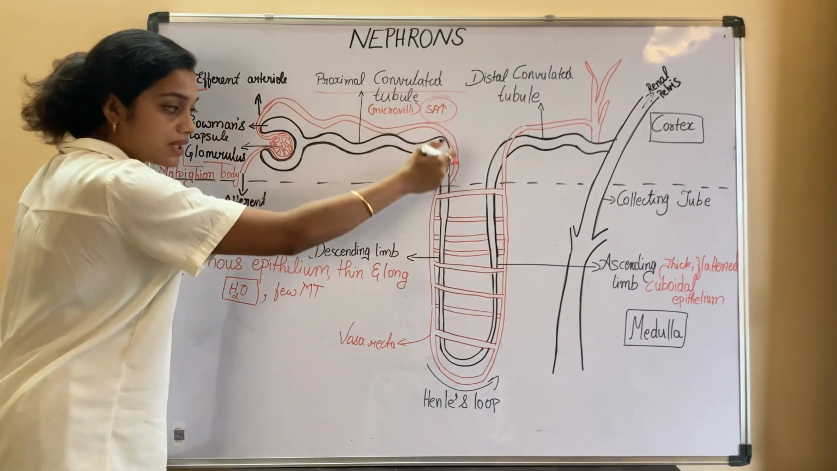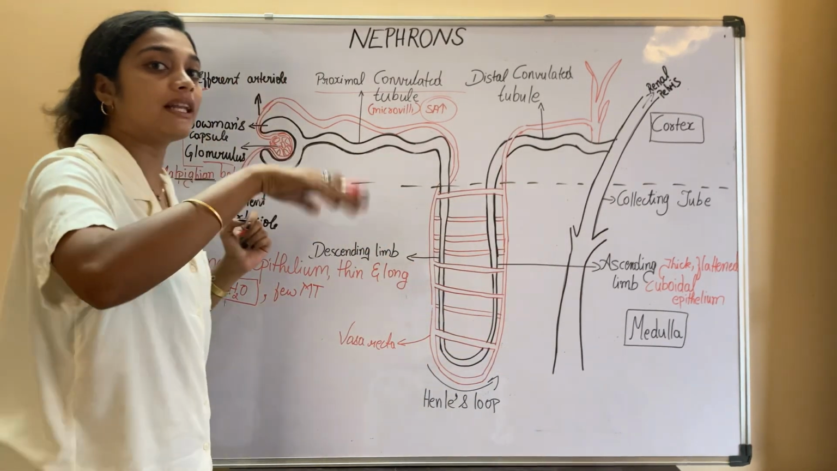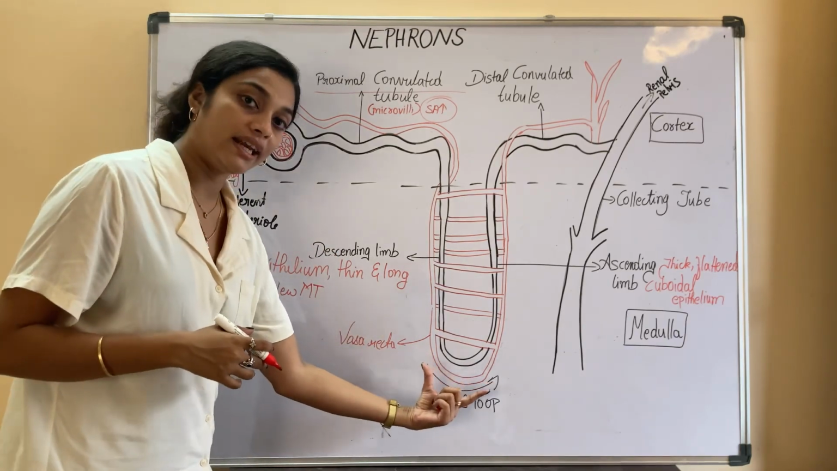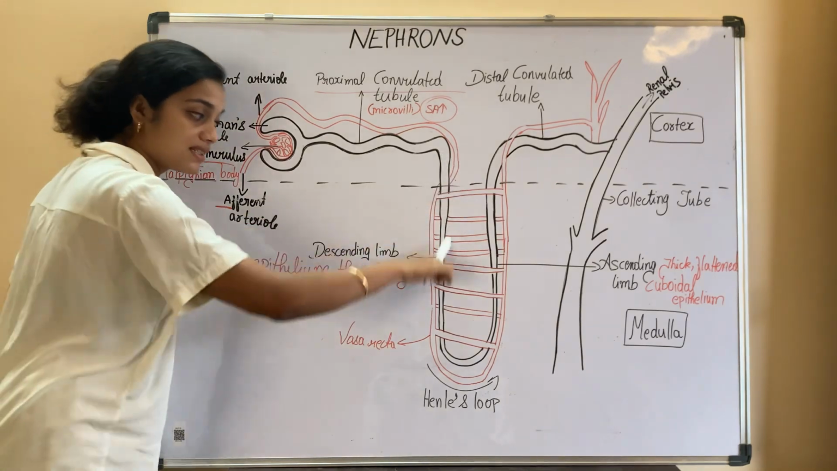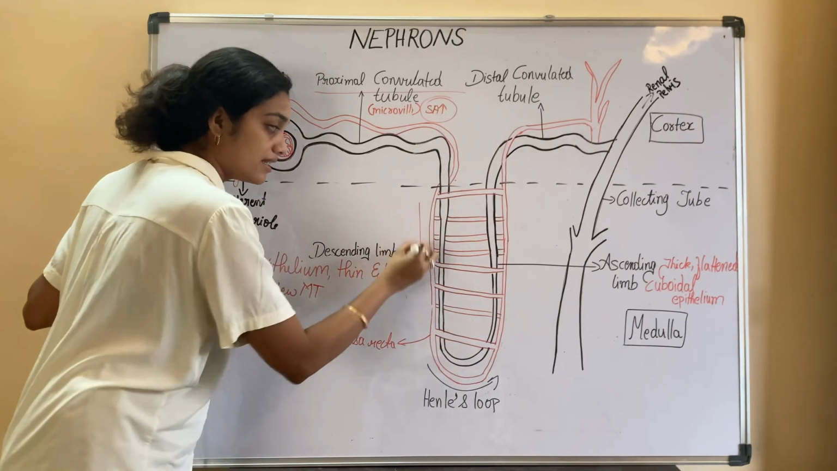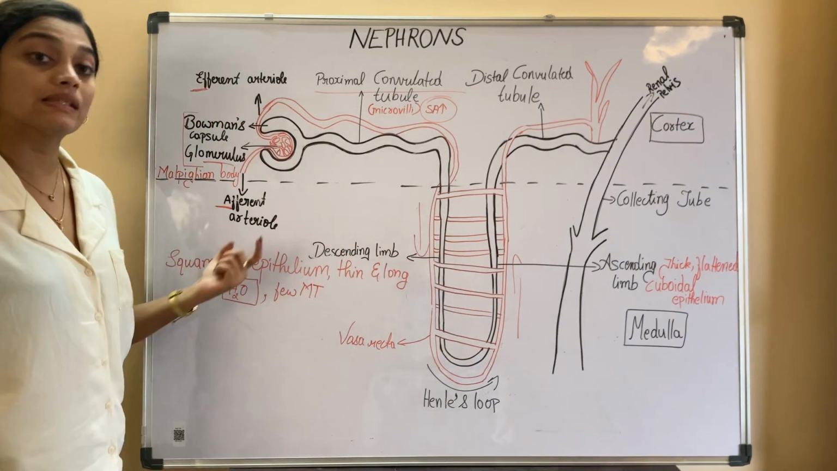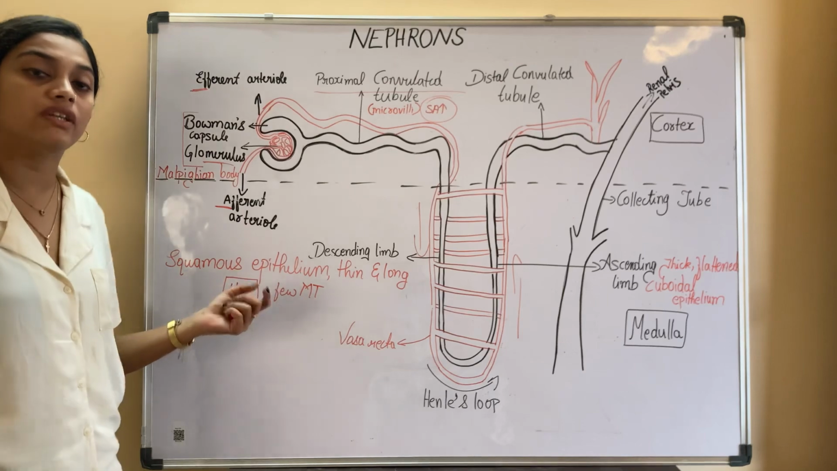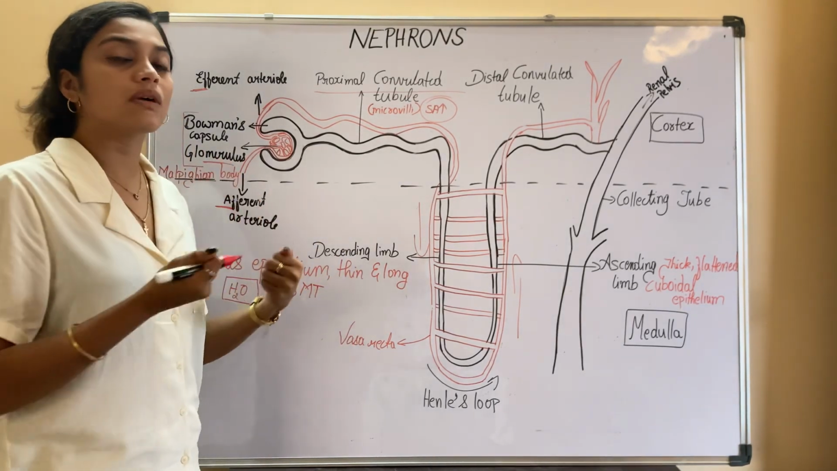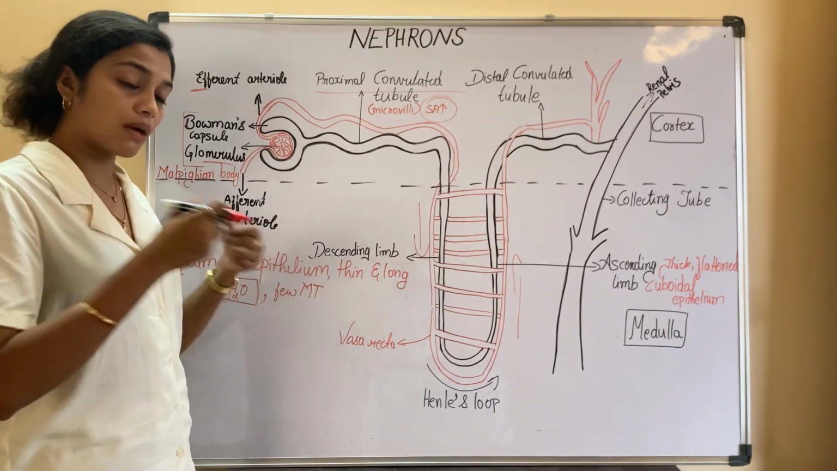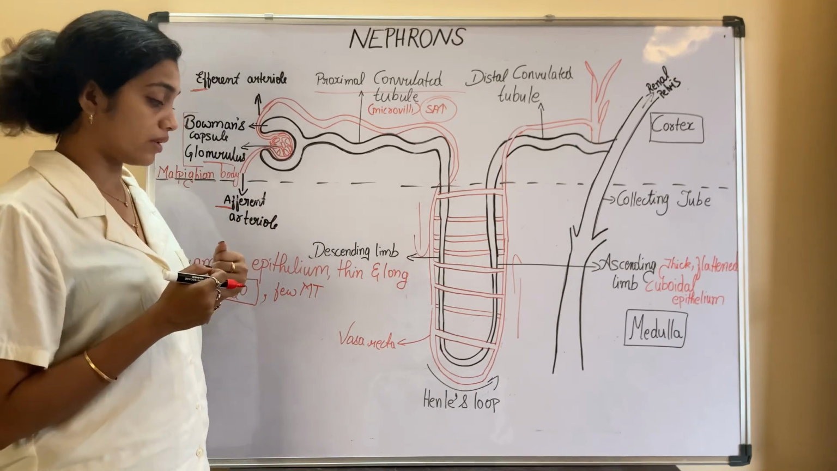From the proximal convoluted tubule, we can see a region like a U shape or a hairpin-like shape. This is called the Henle's loop. It is continued by the descending limb. This is descending and this is ascending. Descending limb and this is the ascending limb. Descending limb is made up of squamous epithelium. It is thin and long, allowing water to pass out and be absorbed easily, and it also has a small number of mitochondria.